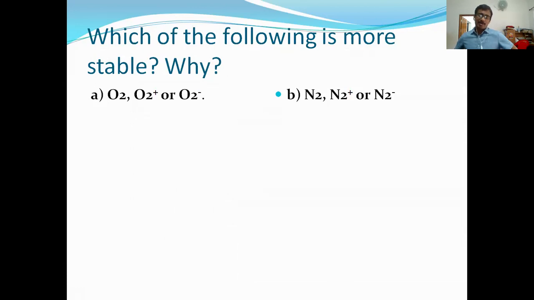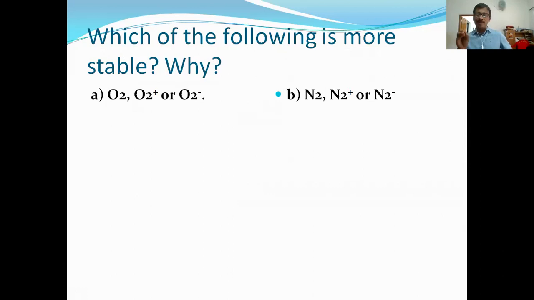8 minus 4 divided by 2. Bond order is 2. In O2 plus, instead of 6 plus 6, 12 electrons, there will be only 6 plus 5, 11 electrons in O2 plus. O2 plus means there is loss of 1 electron. So from 12, if you subtract 1, you will get 11 electrons. There are only 11 electrons.